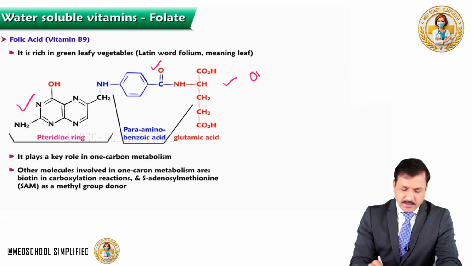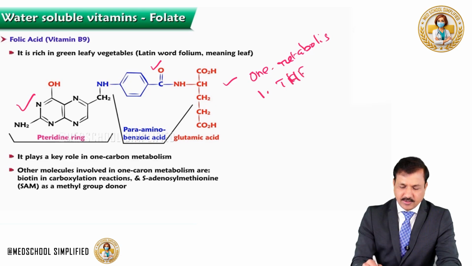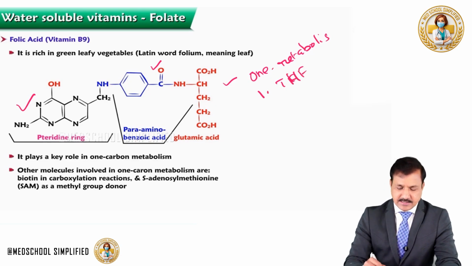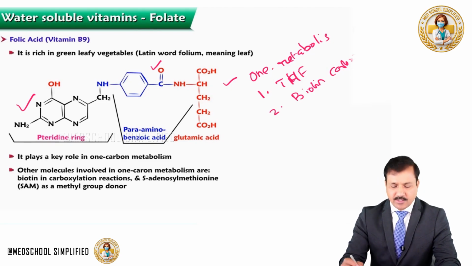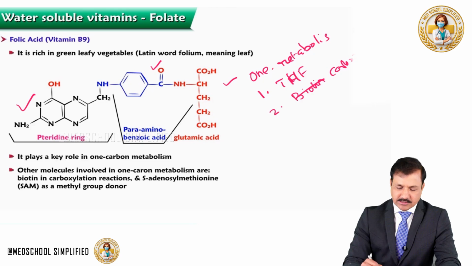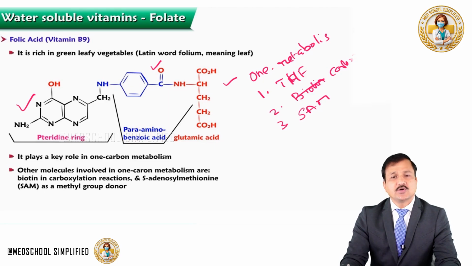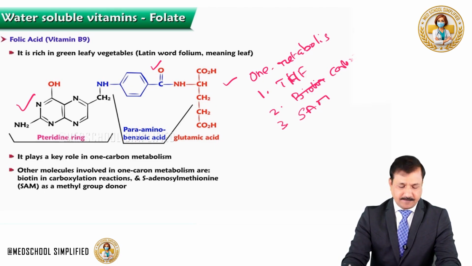So, 1 carbon metabolism, donors of carbon atoms in 1 carbon metabolism. It is a tetrahydrofolate derivative, which is actually the active form of folic acid. Second is biotin dependent carboxylation process, and also other carboxylations which are independent of biotin, basically the carboxylation. Number 3 is S-adenosyl-methionine, which is also acting as a 1 carbon donor there.